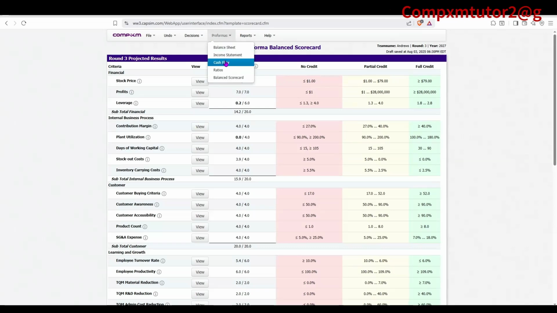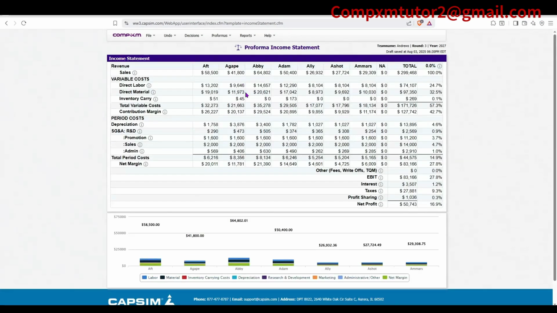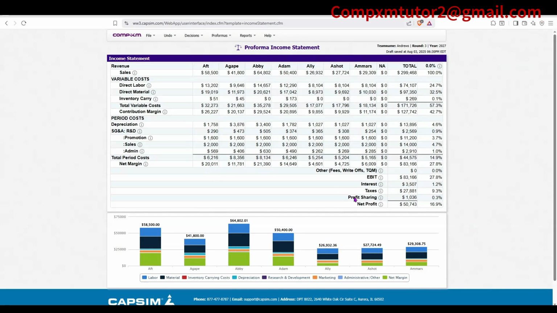And if we check our income statement, you can see that all our products are making profits, and our net profit at the moment is 50,743. All our products are actually making profits, and that's very good for this round.